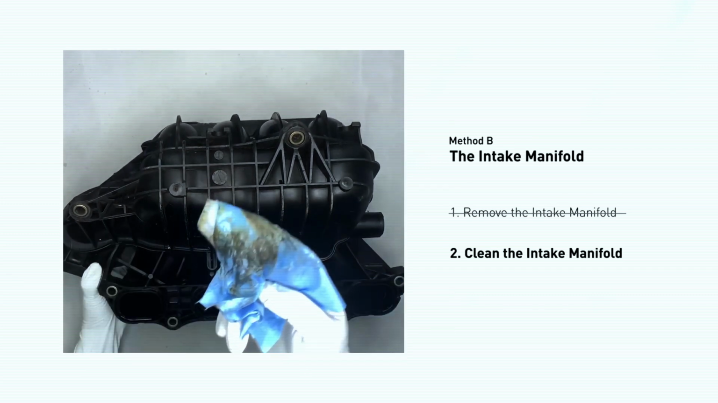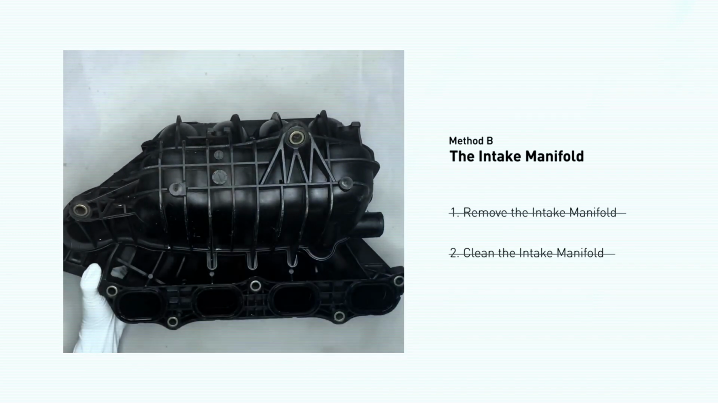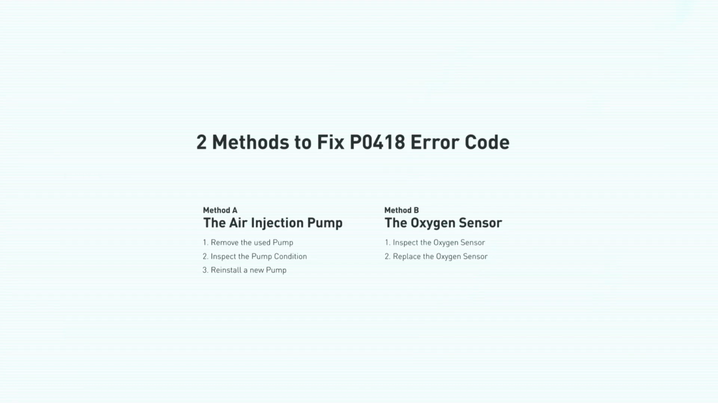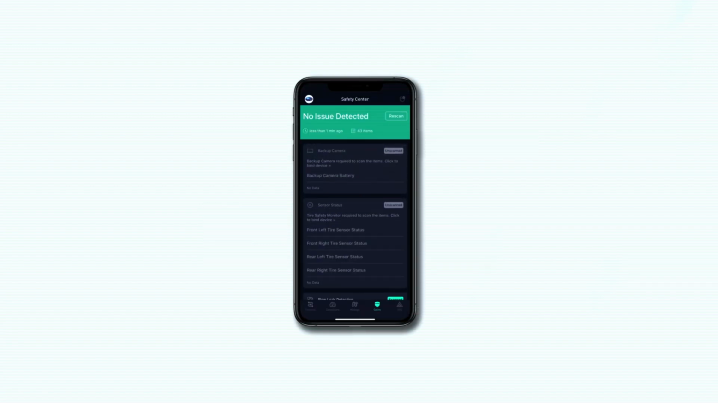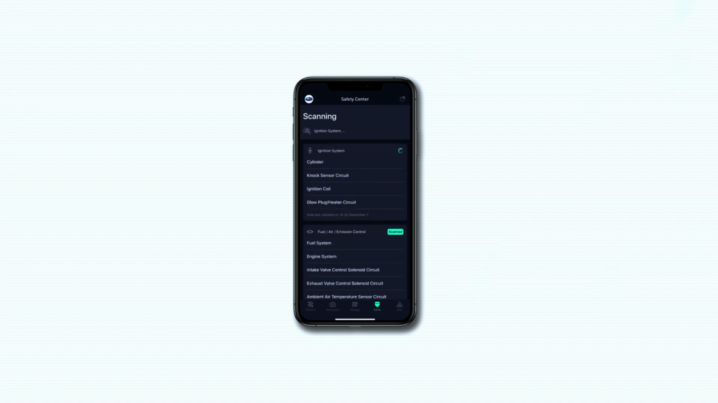Reinstall the intake manifold back after the cleaned intake manifold is dried. So here are two of the most practical solutions to fix the P0418 error code. After the repair, you can now use the OBD2 scanner to clear the error code. And tap the rescan button one more time to make sure everything is fine with your vehicle.